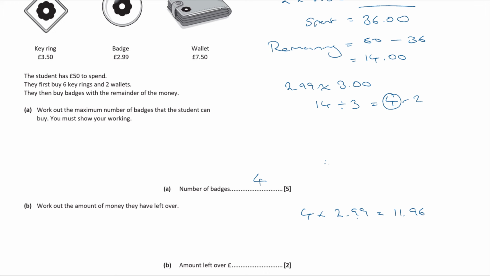Okay, so then the remaining is going to be the £14 that was originally left over minus the £11.96. So 14 minus 12 would be £2, and then we're going to have four extra pence left over, aren't we? So that's going to be £2.04. Okay, so that's the remaining money, £2.04.